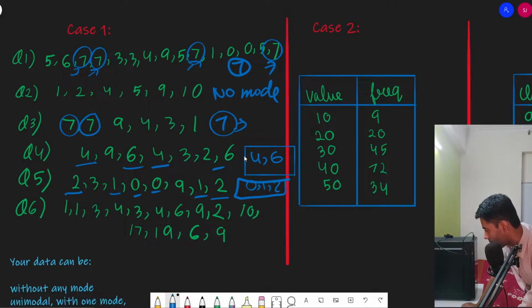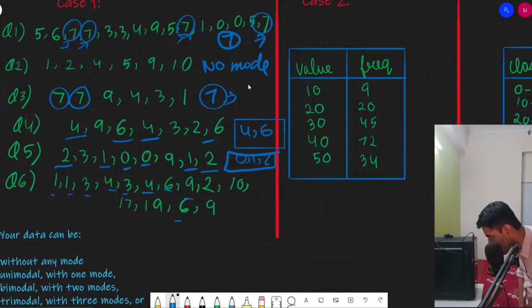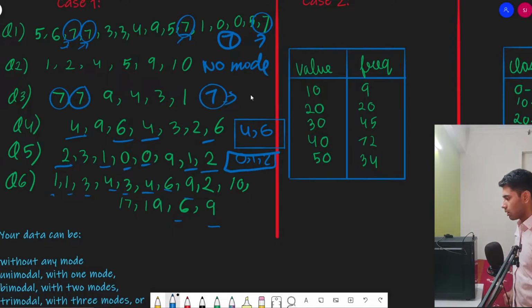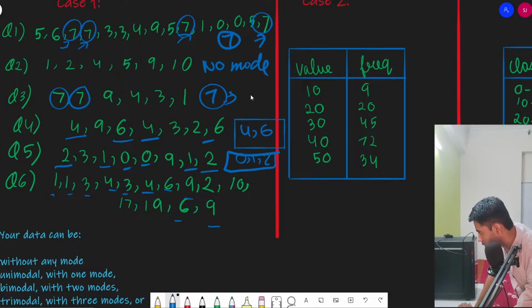And in the last question, you can see 1 1 3 4 3 4 6 9 2 10 17 19 6 9. Here you can see that 1 is occurring 2 times, 3 is occurring 2 times, 4 is occurring 2 times, 6 is occurring 2 times, and 9 is occurring 2 times. Here you can see that there are many modes present. So here there is no mode present.